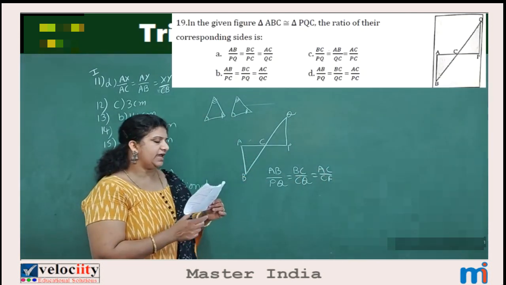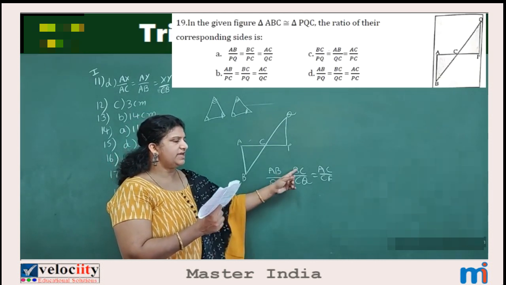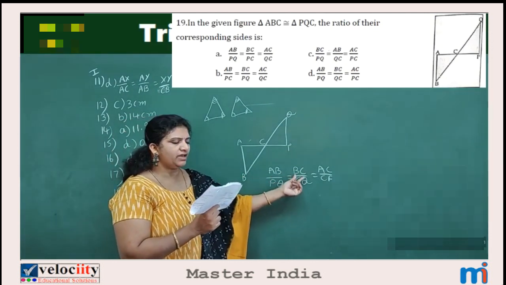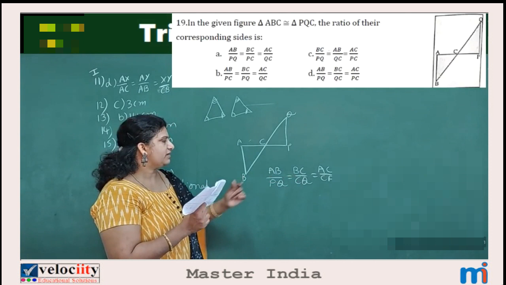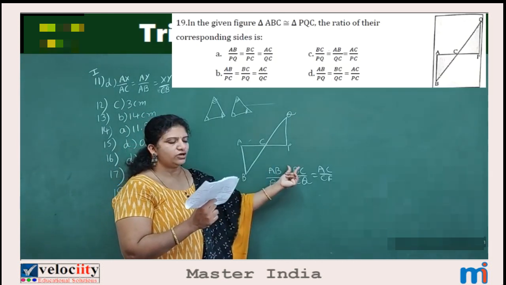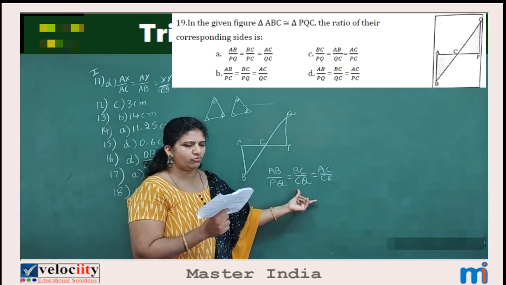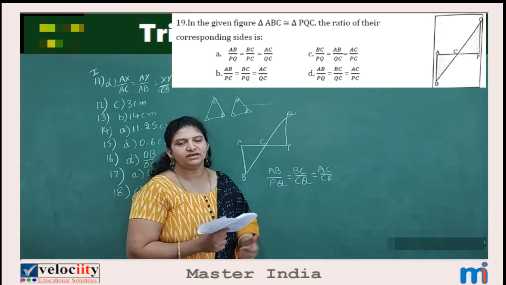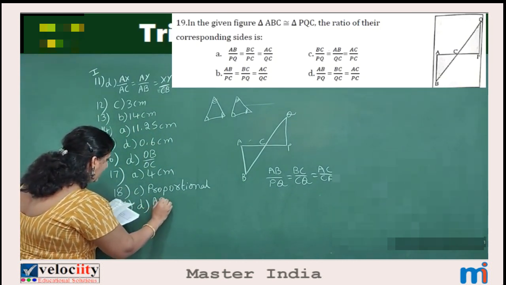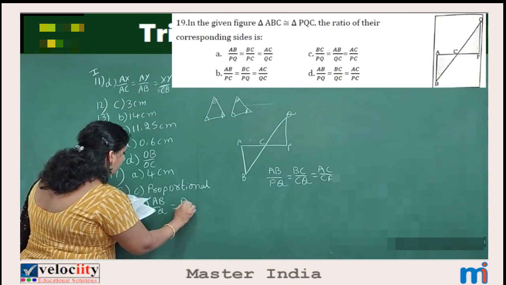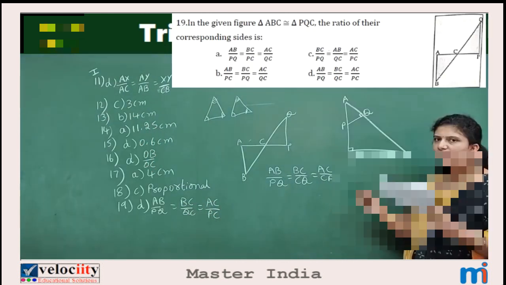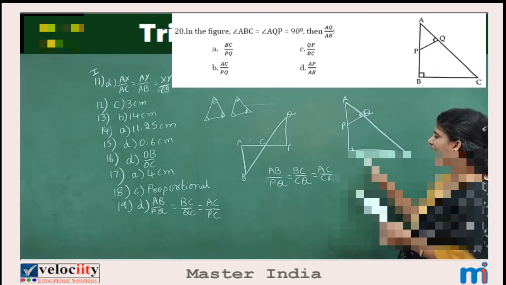So let's say option A, AB by PQ, okay, BC by PC, wrong answer. So let's go to option B, BC by PQ, no. Option C, AB by PC, no. Option D, AB by PQ is equal to BC by QC, CQ or QC both are the same, AC by PC. Yes, option D is your right answer. Option D, AB by PQ is equal to BC by QC is equal to AC by PC.